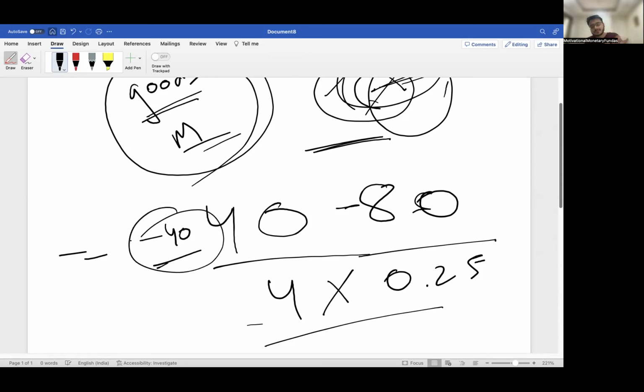Minus 40. Because 4 into 0.25 is 1. And 40 minus 80 is minus 40. So minus 40 by 1 gives you minus 40. ठीक है, so minus 40 हमारा आंसर आ गया. अब you have to divide this number by how much imports the US takes into account. So the US is importing 80 million worth of goods. So the formula that we saw was the complete formula for the numerator.